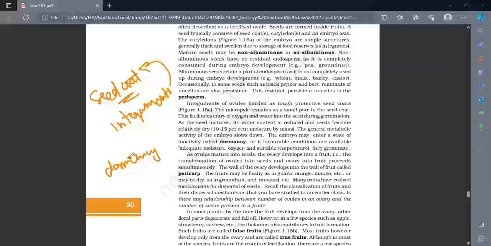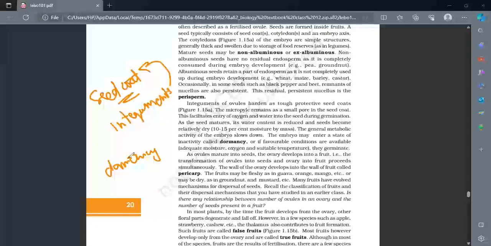Once again, you give back oxygen and temperature to it, it once again starts growing, which means it once again starts dividing inside. Apart from the ovule, what we have around the seed is the fruit. So what is that fruit? Fruit is an ovary, right? The mature ovary is a fruit.